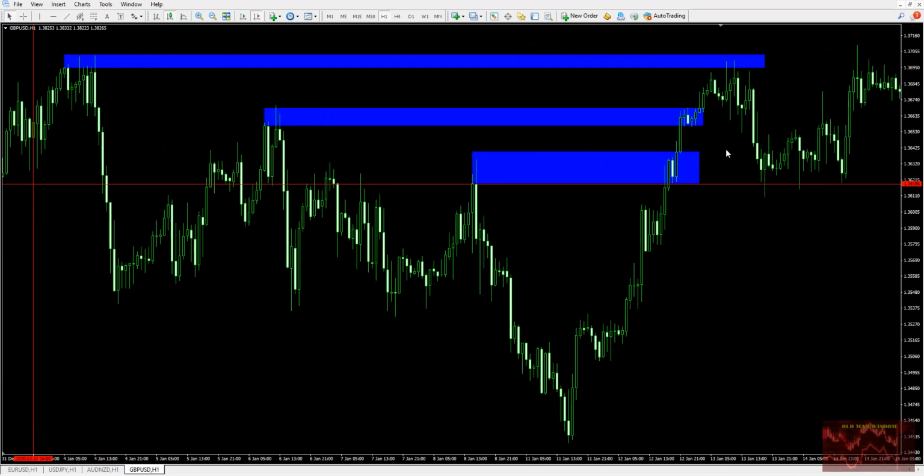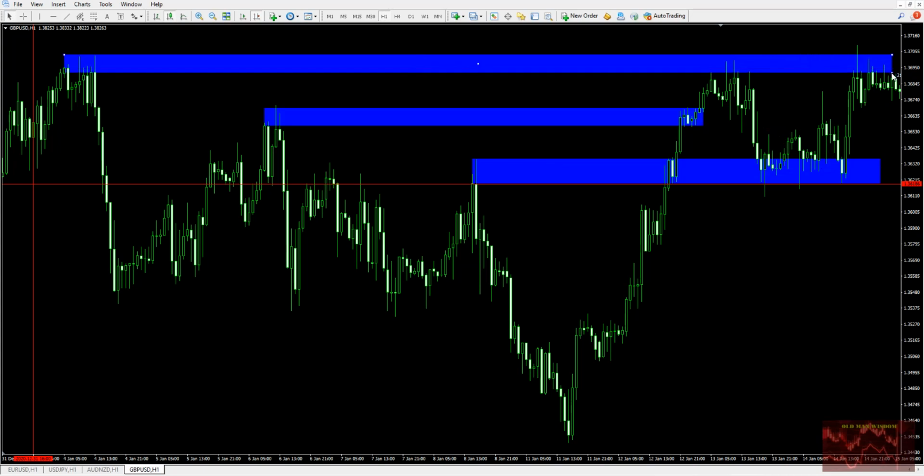Noticing as well how when price drops, it respects this third area here. This is how you're just very basically finding areas of support and resistance. But it's this area here that we're interested in. It's come right back up to this area here.